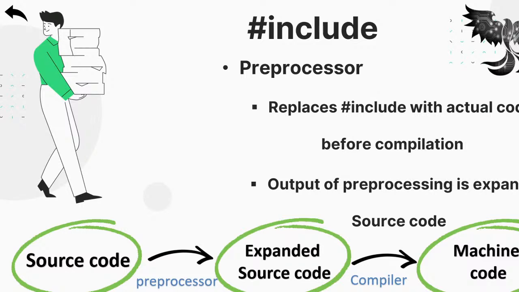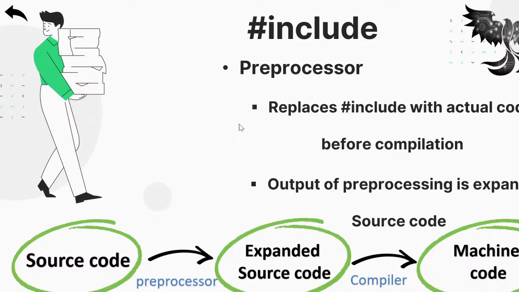Basically, hashtag include generates the code which is actually predefined in that language system. So the actual code that is generated at the time of compilation of hashtag include, is it compiled again? Yeah, it will be compiled.